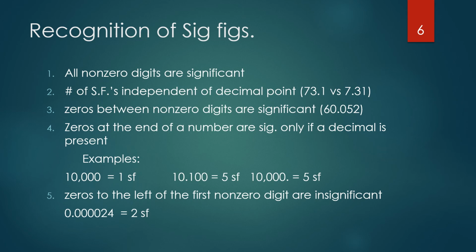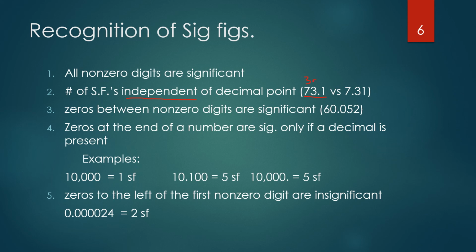What that means is, if it's not a 0, it matters. Okay, so 1, 2, 3, 4, 5, 6, 7, 8, 9. You see any of those digits and they count. Rule 2, the number of significant figures is independent of the decimal point. Okay, so what that means is if I have 73.1, well, looking at this, they're all non-zero numbers, right? 7's not a 0, 3's not a 0, and 1's not a 0. So that means there are 3 total significant figures.